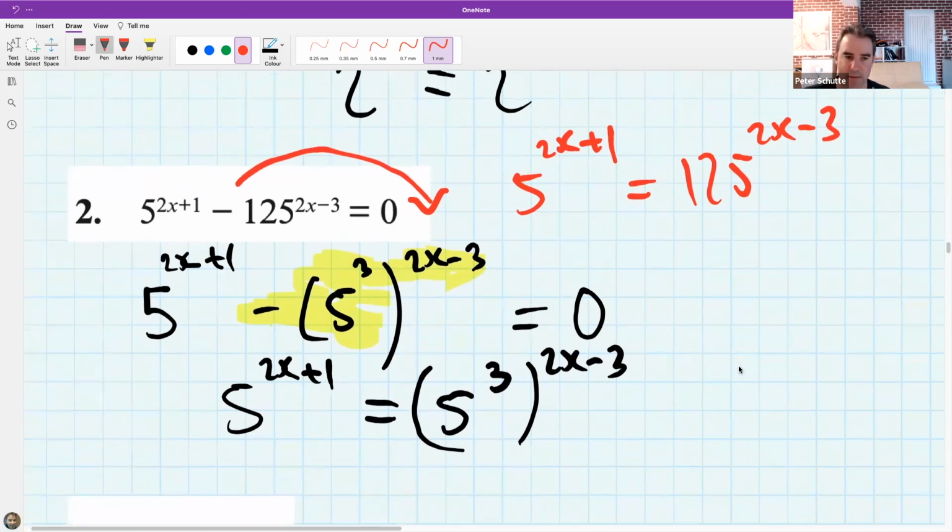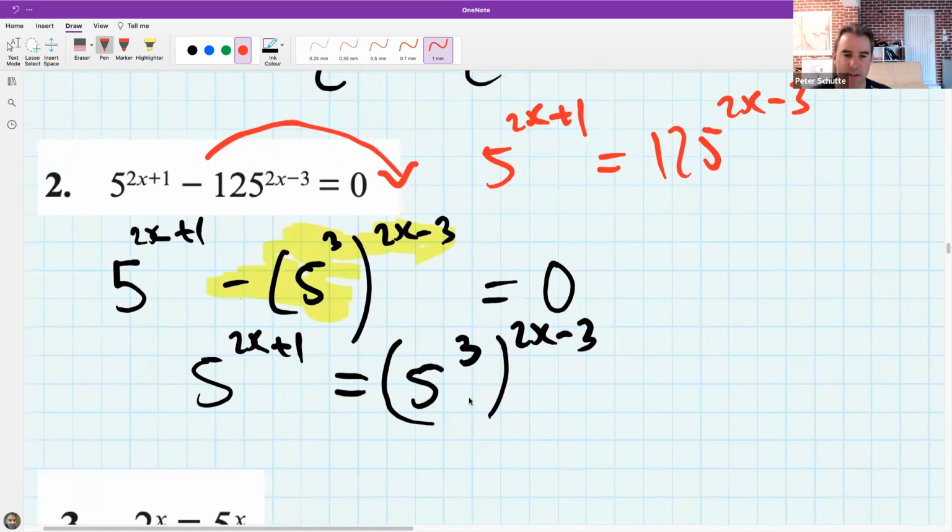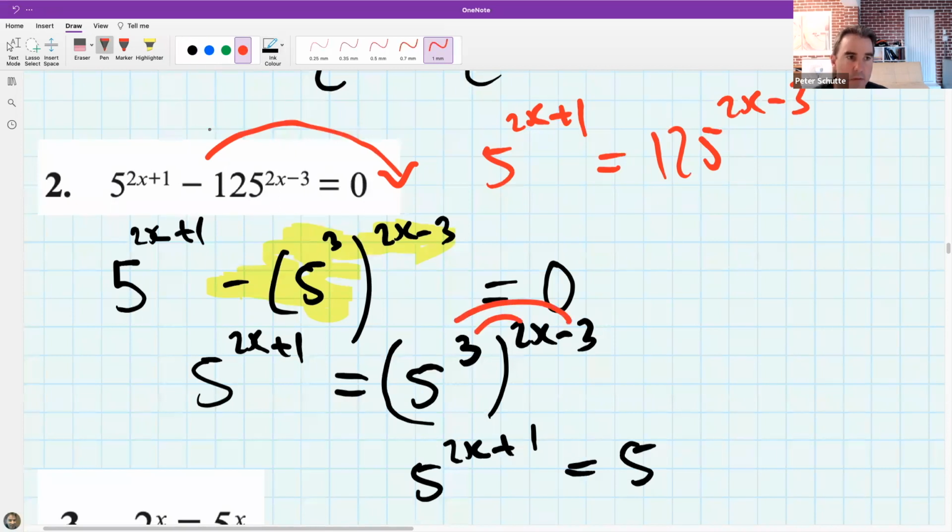Okay, keep those answers coming. I'm going to put the answer on the board in a second. The next step is that side is not very complicated, but this side is going to actually become 6x minus 9. And now I feel comfortable that we can drop the bases. What is my final answer going to be?